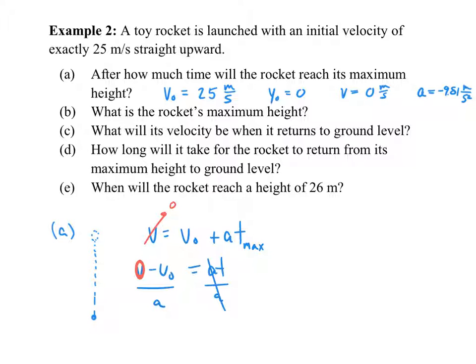That might be a useful technique in this course. I've found that some students like to do that so they know, when they're doing the problem, what part of the problem they're looking at. They're looking at the time it takes to get to max height. That time will be a value of 2.55 seconds.